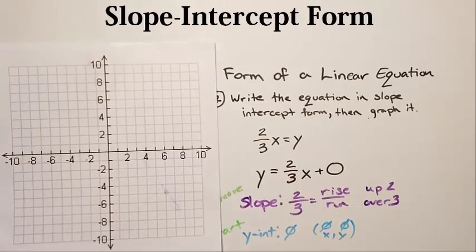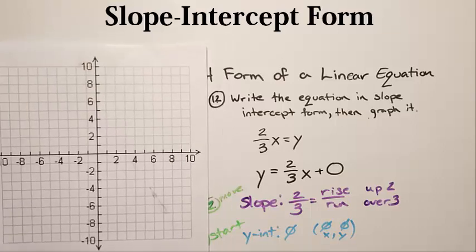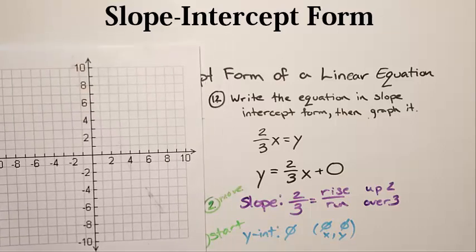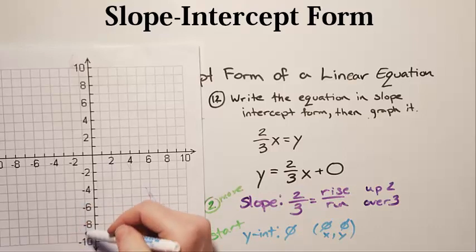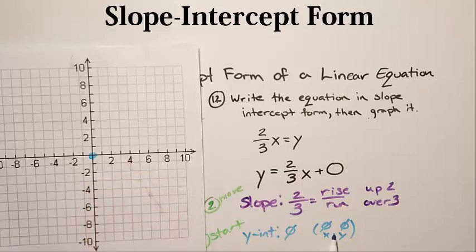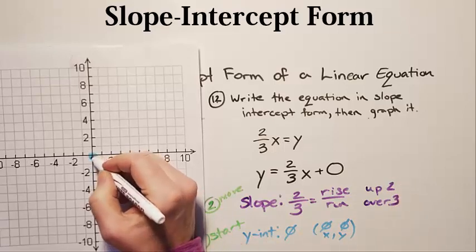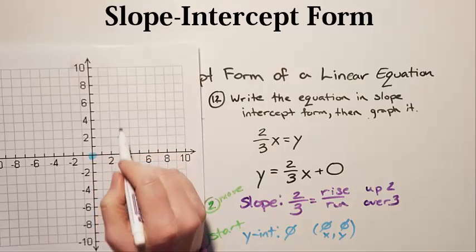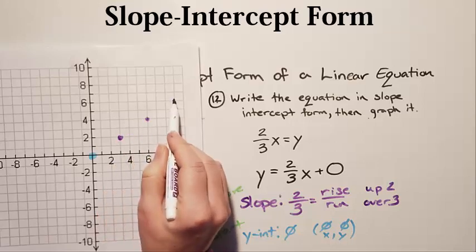So here is my graph paper. You told me that I was starting at the y-intercept at 0, which meant I crossed the y-axis at 0. Here is my y-axis, and here's where it crosses at 0. That's also the point (0, 0). Now I'm supposed to move, and I'm moving up 2 over 3. So from here, up 2 over 3, up 2 over 3, up 2 over 3.